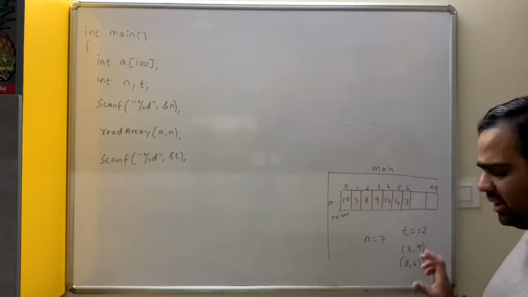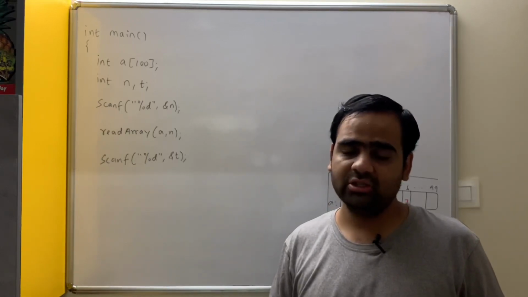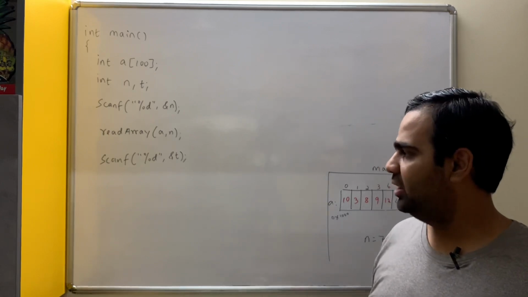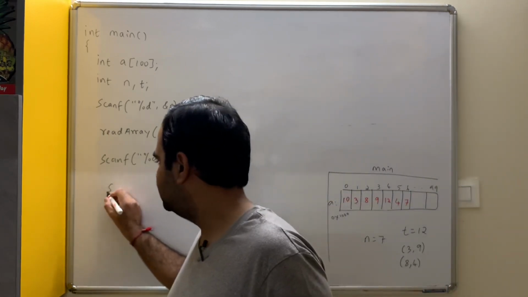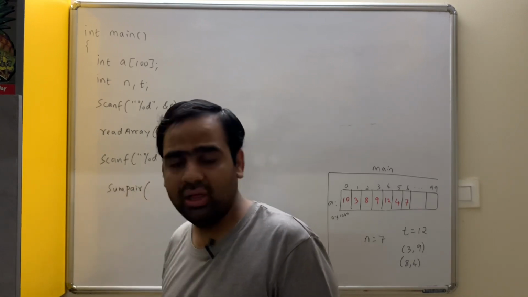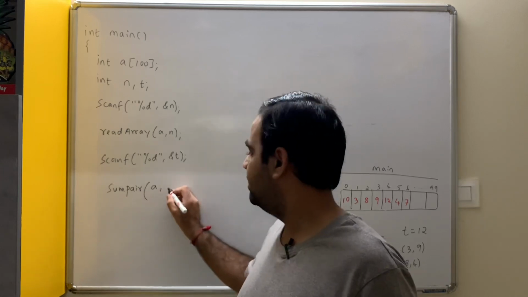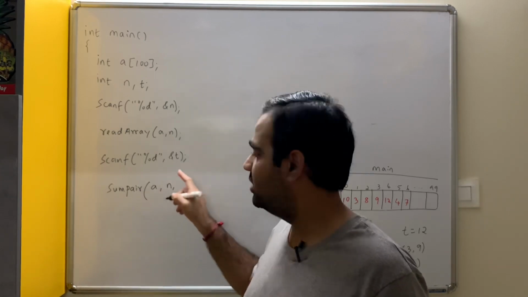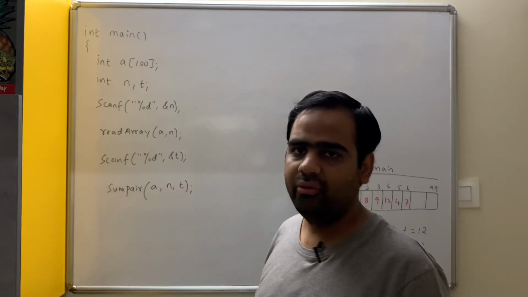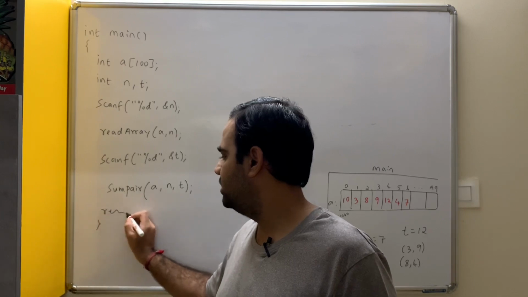Now, how many pairs are there? There are two pairs. There might be more than one pair, and we know that a function can return only one value. Hence, the return type of the function would be void. We'll write one function called sum pair. In which array do we want to find? In this array A, with n elements, and what sum do we need to find? The pair sum t, and at the end we can say return 0 and stop the main function.